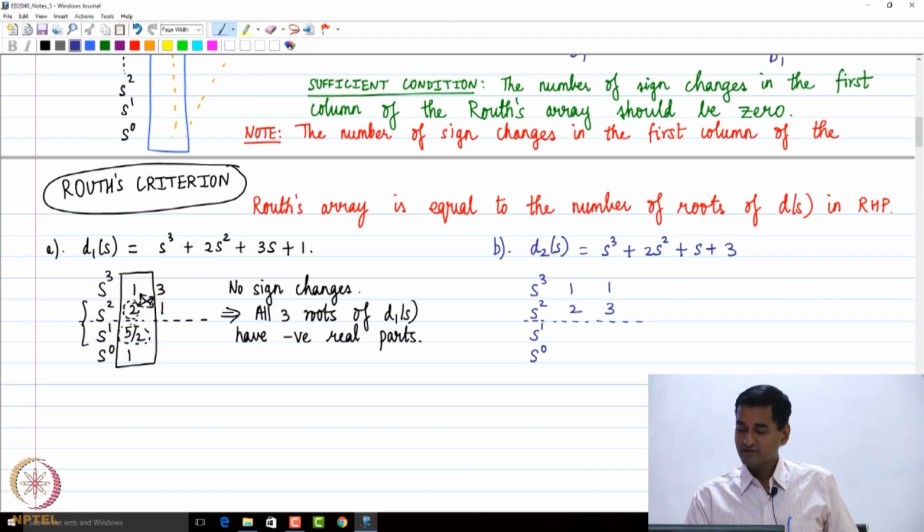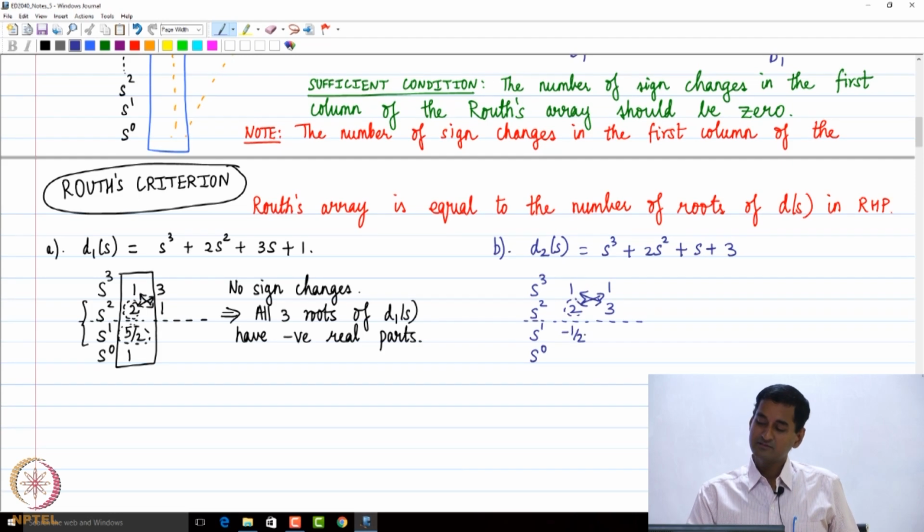Now we want to calculate for the s power 1 row. What do we do? We multiply 2 with 1, subtract 1 and 3. What are we going to get? Minus 1. I divide by 2, I will get minus 1 by 2, and that's it. I have exhausted my coefficients. So we come to the s power 0 row. For the s power 0 row, we consider these two rows. So minus 1 by 2 times 3 is going to be minus 3 by 2. Minus 3 by 2 minus 2 times null entry is going to be just minus 3 by 2, and minus 3 by 2 divided by minus 1 by 2 is going to be 3.